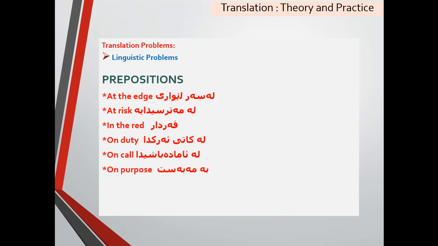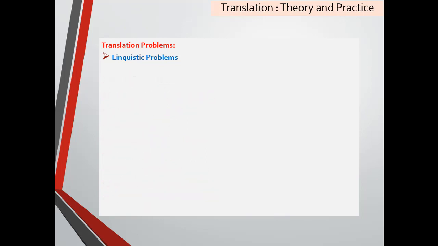On purpose. He did that on purpose. On time, it means punctual. In time, sometimes you come a little bit earlier or later, so it is different than on time. See, so prepositions, even though they seem to be straightforward and even though they seem to be easy to translate, they are not, and they are problematic.